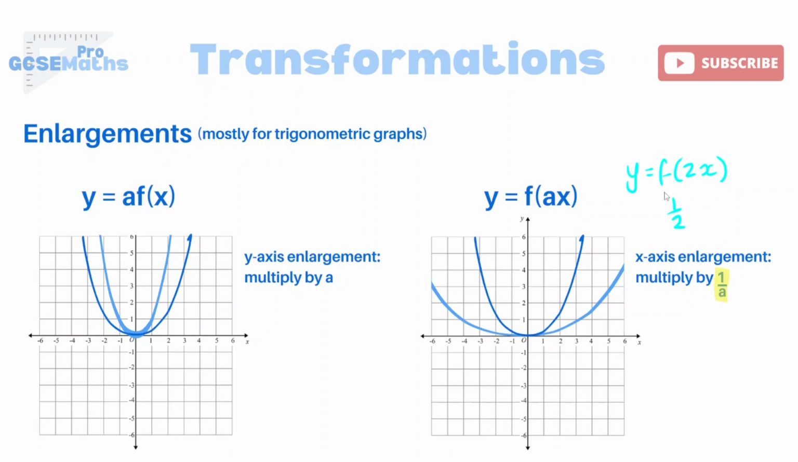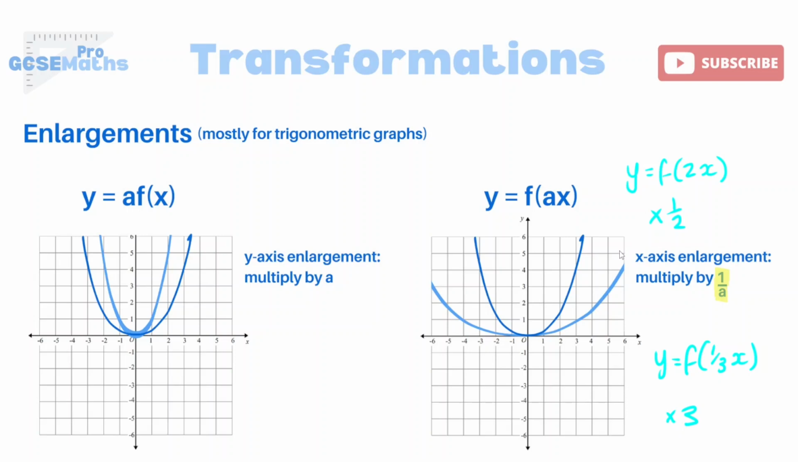So let's say if it was y equals f of 1/3 x, don't go, oh, it's already 1 over a number, so that's how it is. No, you need to do the reciprocal of that. Now, reversing the reciprocal, that just becomes 3 again, doesn't it? So in that case, it would get 3 times as wide.